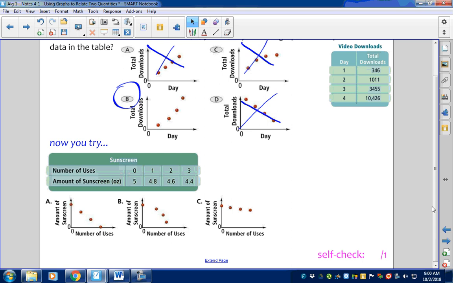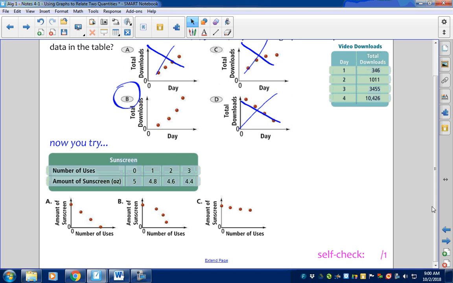What can you tell what it's going down by each time? So you take out a dab, put your sunscreen on, you're able to just take out the same amount from the tube every time. Can you tell what they're taking out here and which graph would go with this? So you think it's C. So we're taking out 0.2 ounces each time.